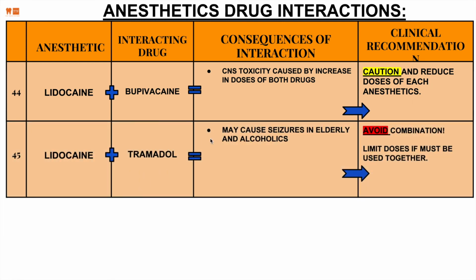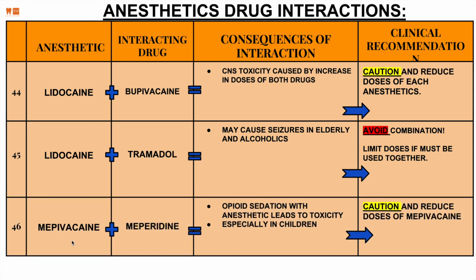Lidocaine with tramadol. Tramadol is one of the opioids. When they're mixed with lidocaine, it may cause seizures in elderly and alcoholics. So let's avoid the combination. Limit the dose if must be used together. Mepivacaine, another local anesthetic, mixed with meperidine, which is a naughty opioid. Remember that. Will lead to opioid sedation with anesthetic, leading to toxicity, especially in children. It's a very, very heavy toxic effect in children. Be cautious and reduce the dose of mepivacaine when used with meperidine. Remember, out of all these three, we're only avoiding lidocaine with tramadol. Okay?